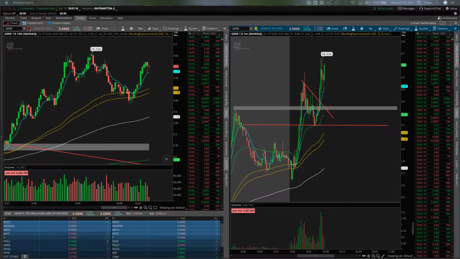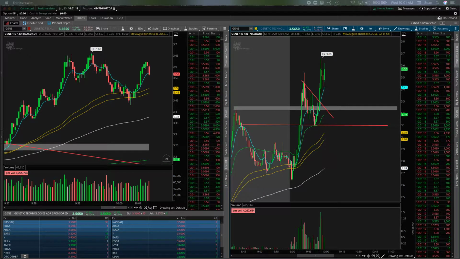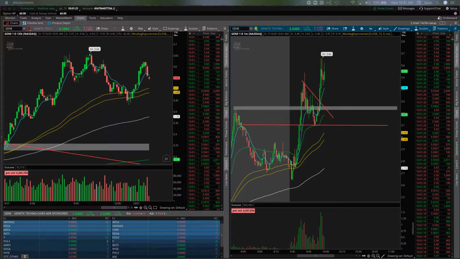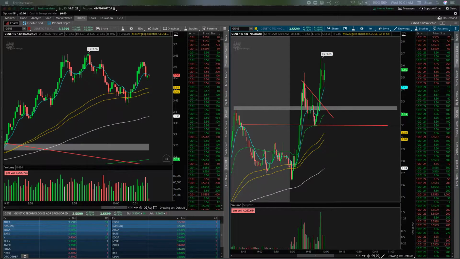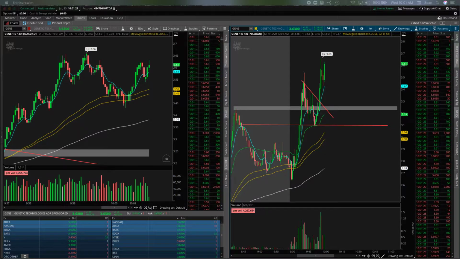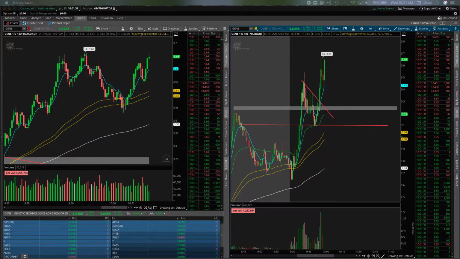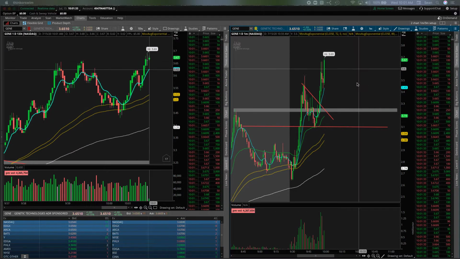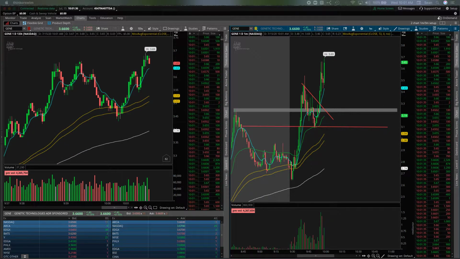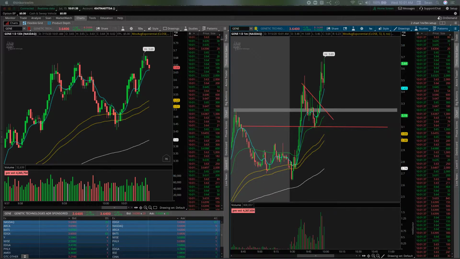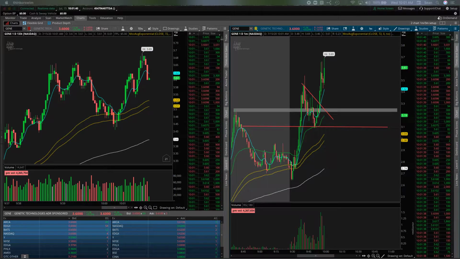10 o'clock, still holding, still very high volume over here. Okay, so I'm going to cover half at 351. $350. Ah, okay, this is not good. Very strong break of the bull flag over here. Let's wait.